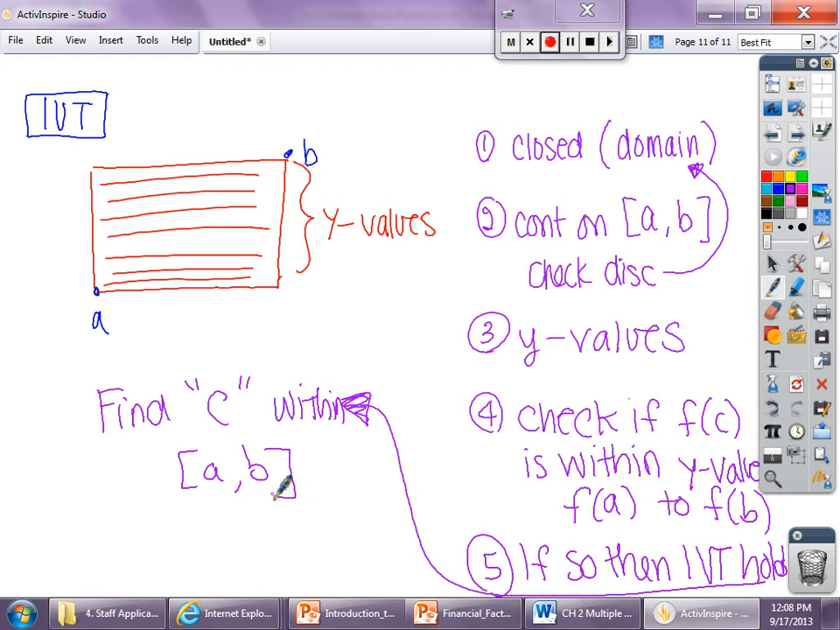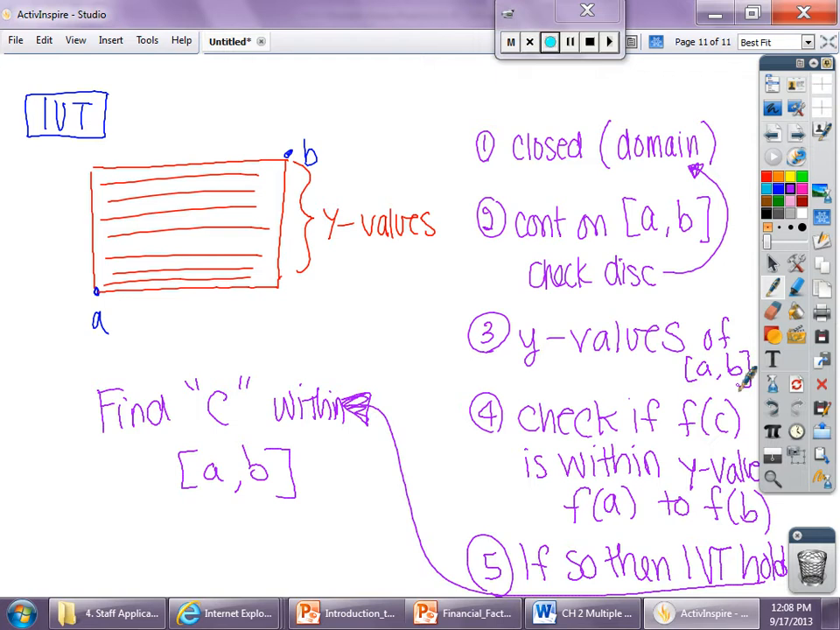Those are the steps. Why do I make you do steps? You can go in a different order. You can go out of order, but you have to make sure all of it's there. Why? Because a theorem's specific. A theorem says you have to be closed. You have to be continuous. We're only guaranteeing the y values within A to B. So I'll put f of A and f of B right there for you. Only guaranteeing those. I don't care about anything bigger than B or less than A. I only care about the ones at the endpoints.